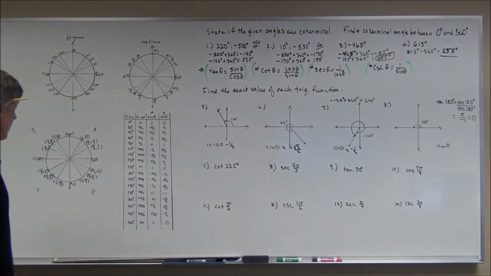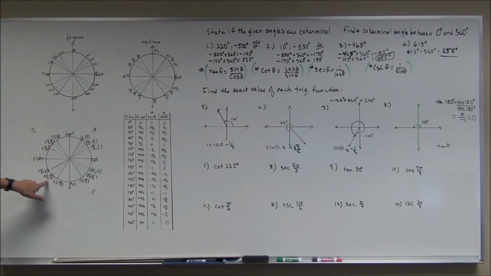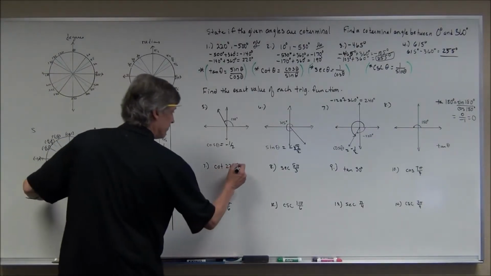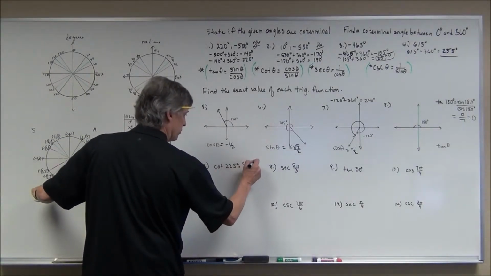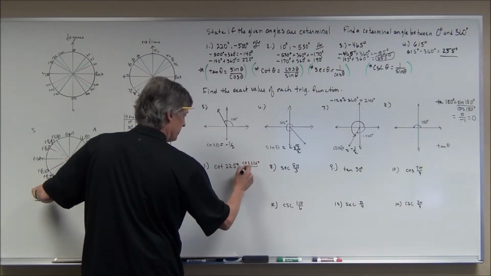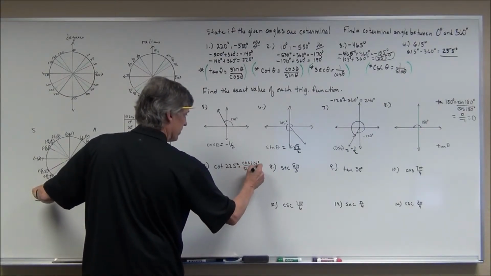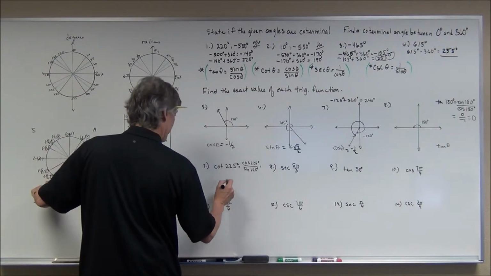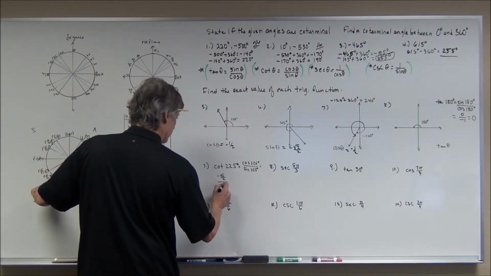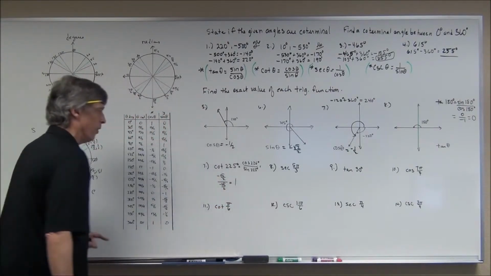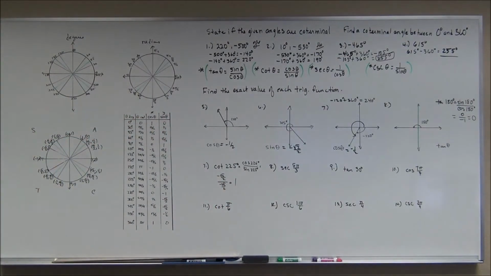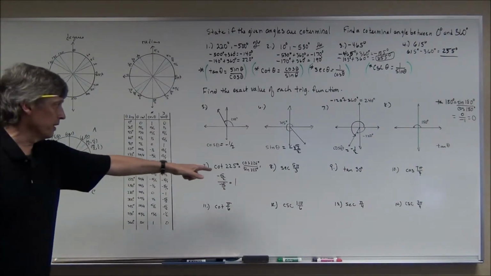Cotangent of 225. Here's 225 in green. The cotangent is equal to the cosine of 225 divided by the sine of 225. The cosine of 225 is negative square root 2 over 2. The sine is negative square root 2 over 2. This is nice. This is equal to positive 1. You have a negative divided by a negative is positive. It's the same number divided by itself. Those are the best kind.